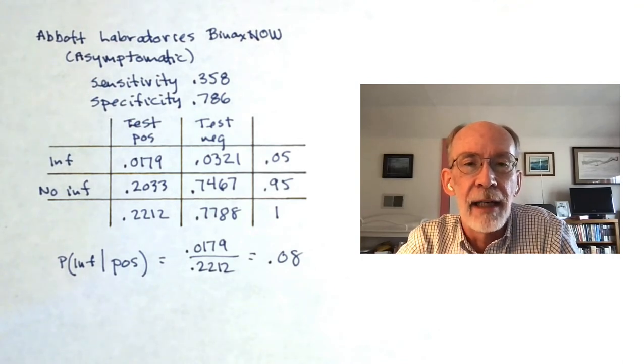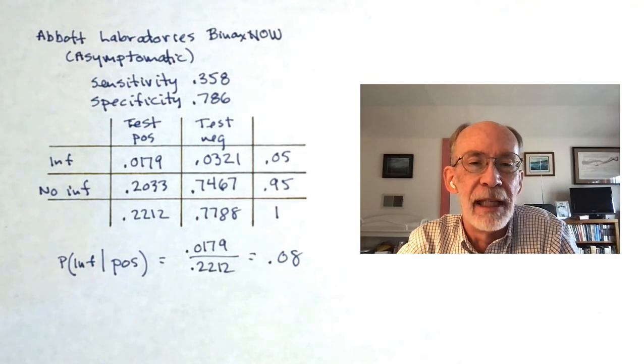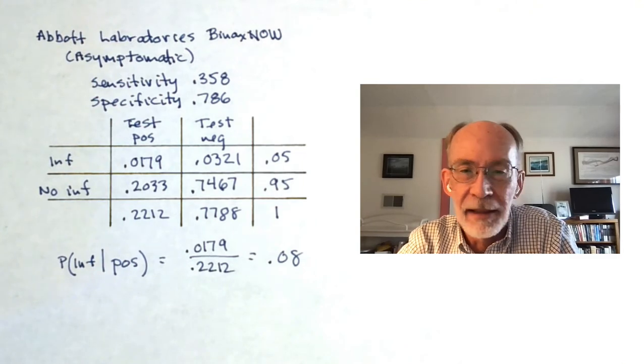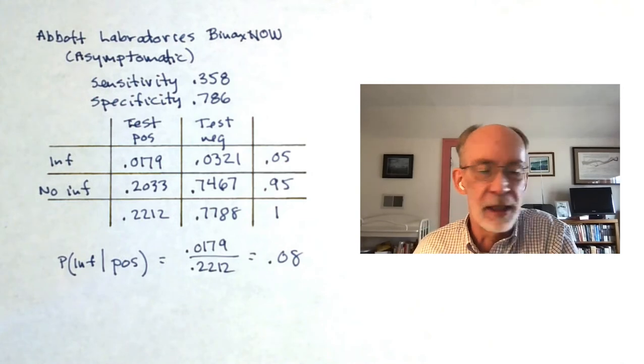In the asymptomatic, this test may not be of all that much value in identifying who has an infection, given that the probability that you're infected with a positive test is still rather low.